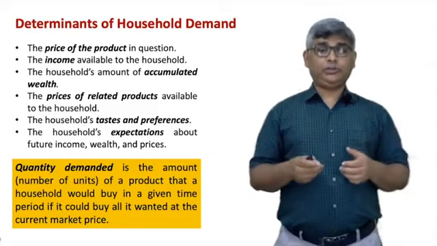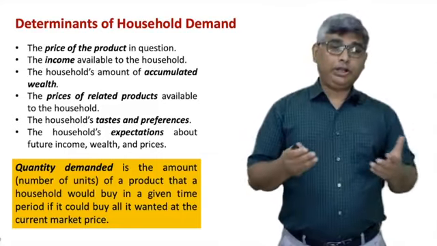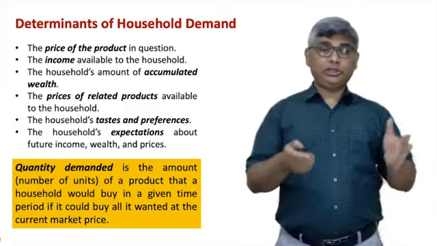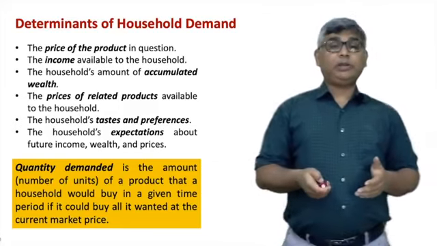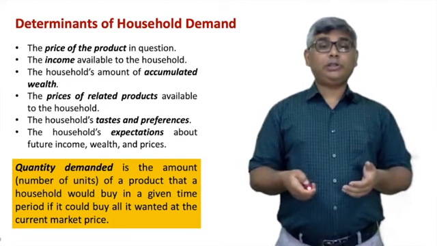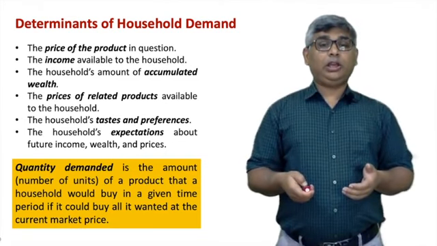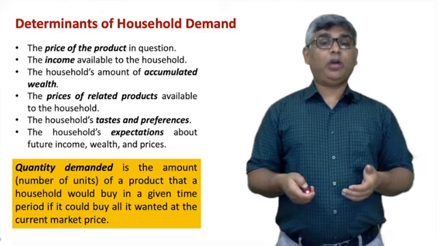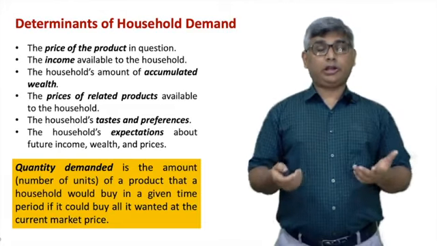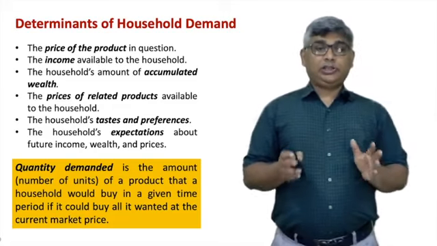Now there are two things. One is demand, another term is quantity demanded. We'll see the differentiation in the coming slide, but just to give you a very brief overview, quantity demanded is the amount of the product that a household would buy in a given time period if it could buy all it wanted at a current market price. I'll elaborate this in the coming slide, but let's see what this is.